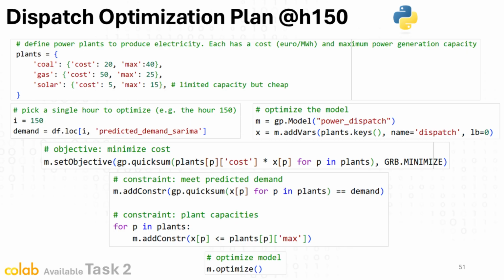This uses gp.quicksum to calculate the total cost by multiplying each plant's specific cost by its dispatch variable. And we instruct Gurobi to minimize this value. Next, we apply our two critical constraints.